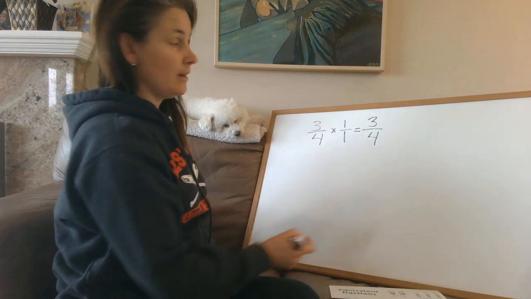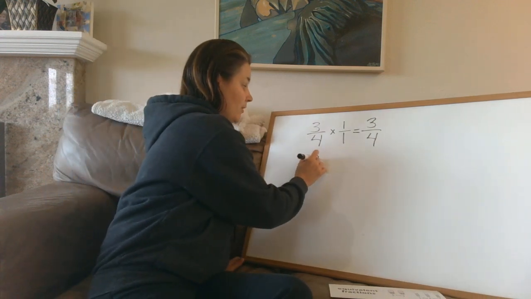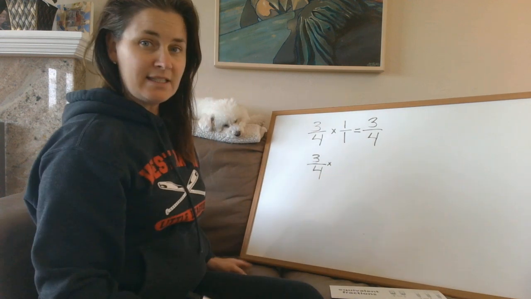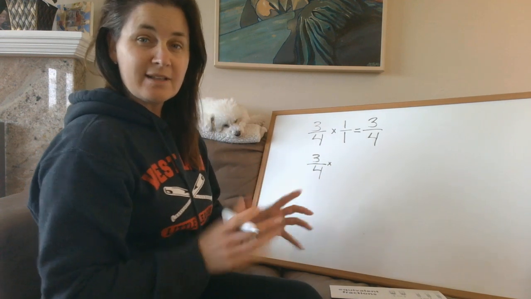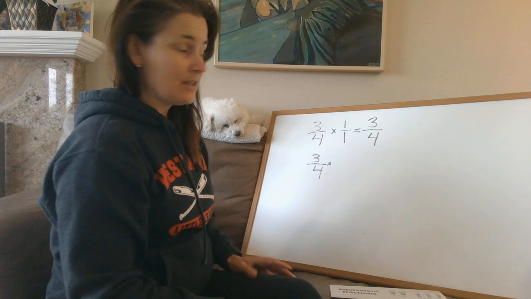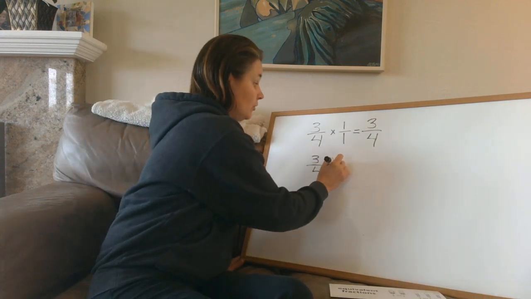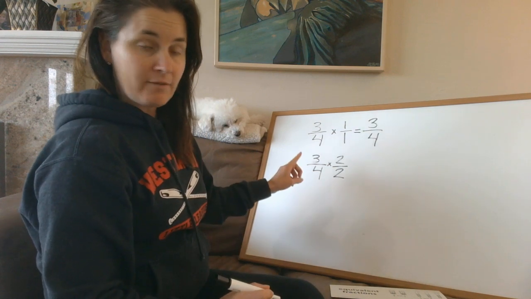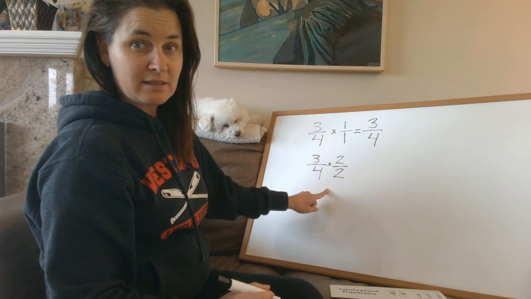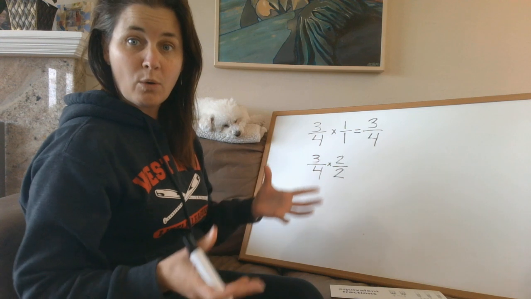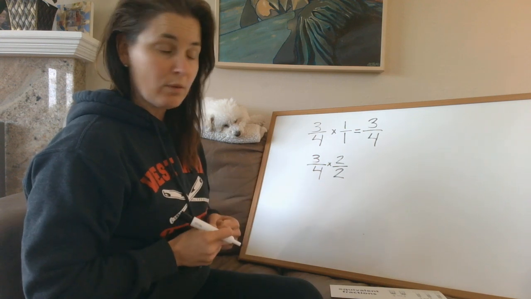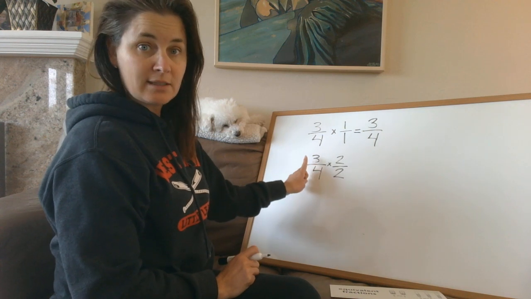Now we're going to try another one. So write 3/4 again. And this time our whole is going to be 2/2. So we're going to say 2/2. Because remember, whenever the numerator is the same as the denominator, you have 1 whole. You have the 2 out of the 2 pieces. You have 1 whole. So now we multiply across the top.